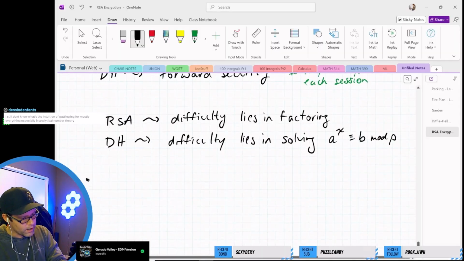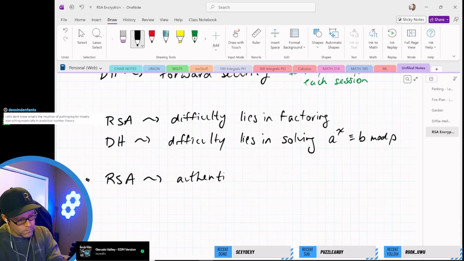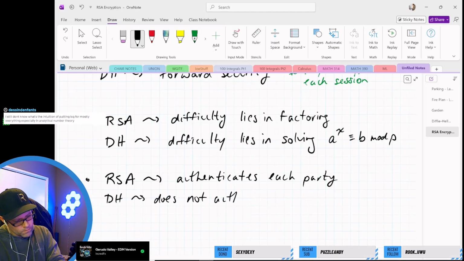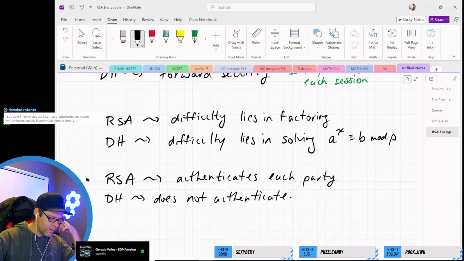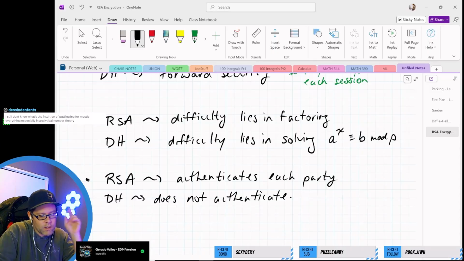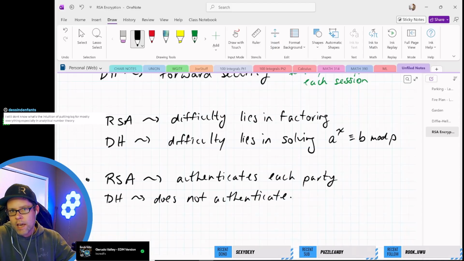And something that was mentioned as we were floating through the ether, RSA will authenticate and DH will not. To my knowledge, when I was reading and creating notes for the course, DH is typically coupled with some other algorithm that would do the authentication process.